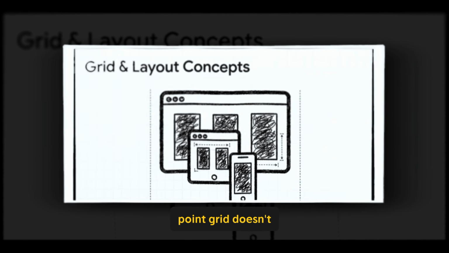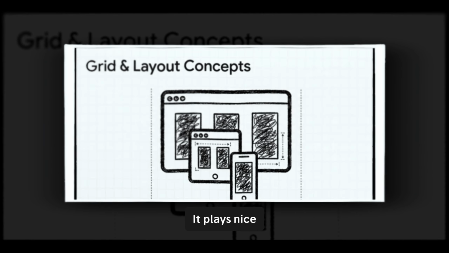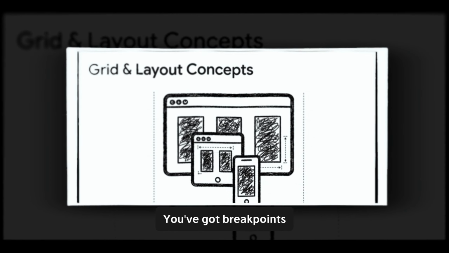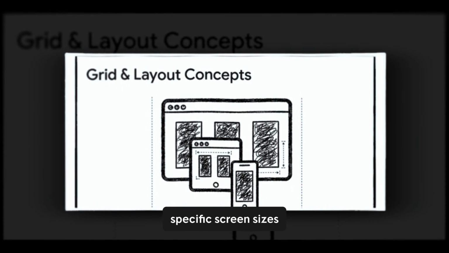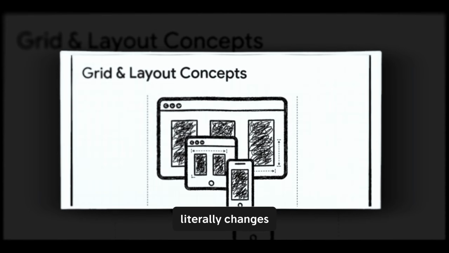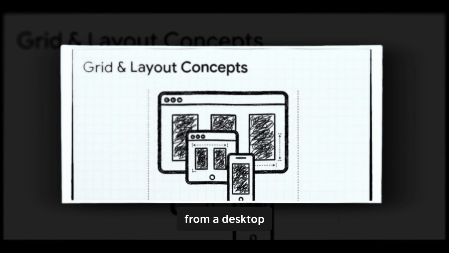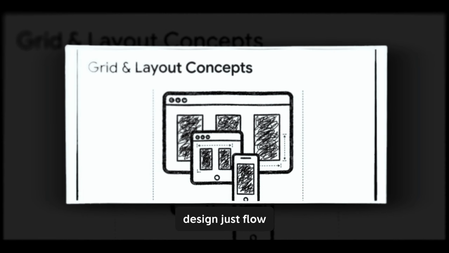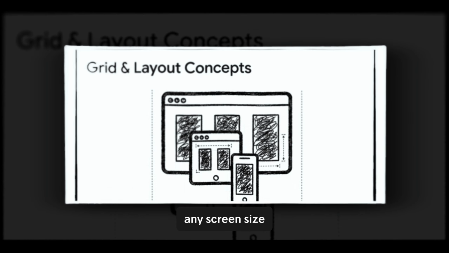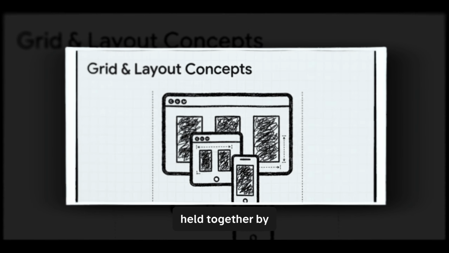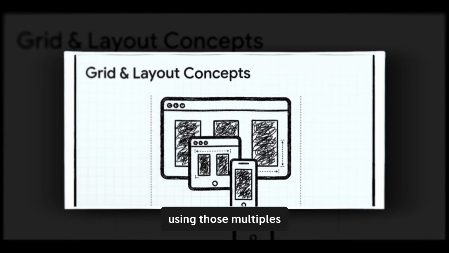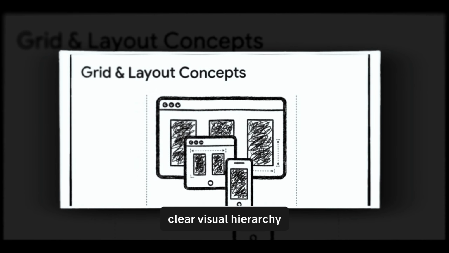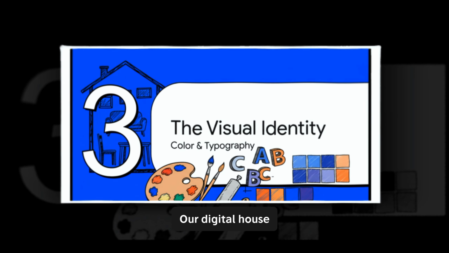Now, the 8-point grid doesn't work in a vacuum, right? It plays nice with other key concepts. You've got breakpoints. Those are the specific screen sizes where a layout literally changes, like when a website rearranges itself when you go from a desktop to your phone. Then you have responsive layouts, which let the design just flow and adapt to any screen size in between. And it's all held together by that spacing system, using those multiples of 8 to create a really clear visual hierarchy.